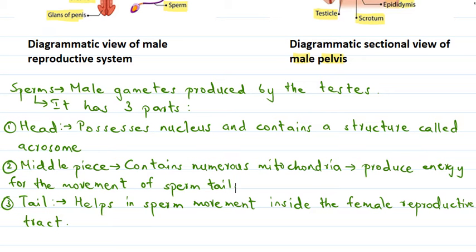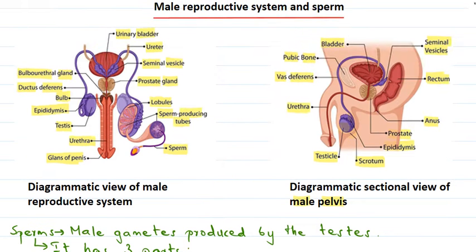Now let's quickly revise everything that we have covered today. Today we have discussed the male reproductive system in detail and have also looked at sperm, which is the male gamete. So the urinary bladder is the first part that is marked here.